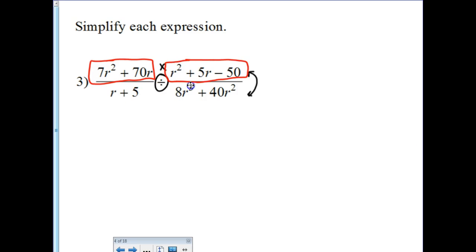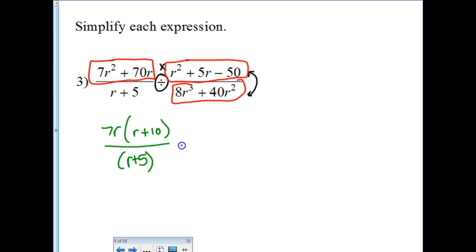So everything I'm boxing in red is going to factor. This is going to be fun. All right, so this first one, 7r squared plus 70r. There's a common factor of 7r that we're going to take out. And then we're left with r plus 10. That first denominator doesn't factor any further. It's just the quantity r plus 5. I like to put parentheses around those quantities. You don't have to, though.